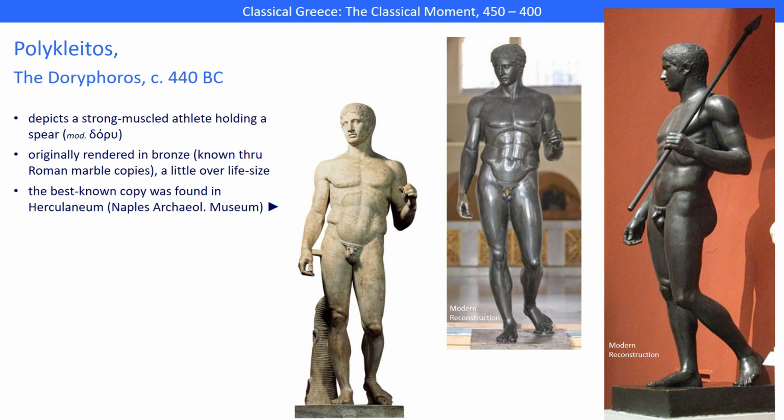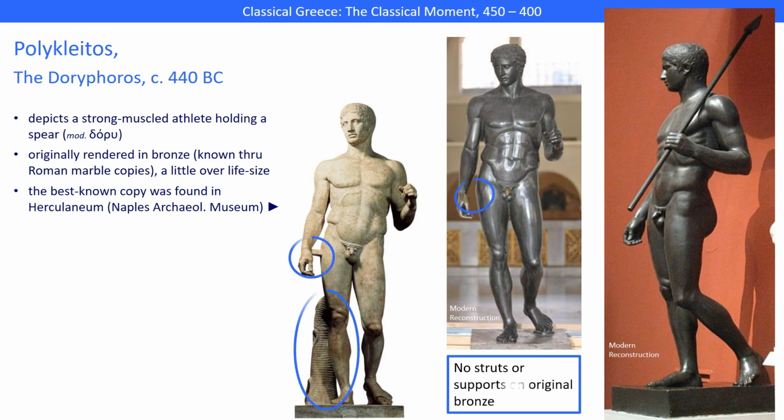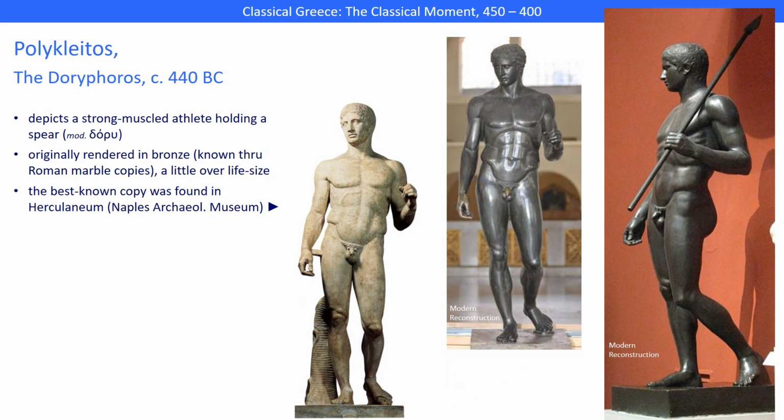Essentially, it is a depiction of a beardless, strong-muscled athlete, or a way to show a young man in his physical prime. The statue is slightly over life-size, as was common with the Kouroi we looked at, and was originally rendered in bronze, which was the material in which Polykleitos worked. It is only known through Roman marble copies, with the best known and most intact version coming from the excavations at Pompeii.